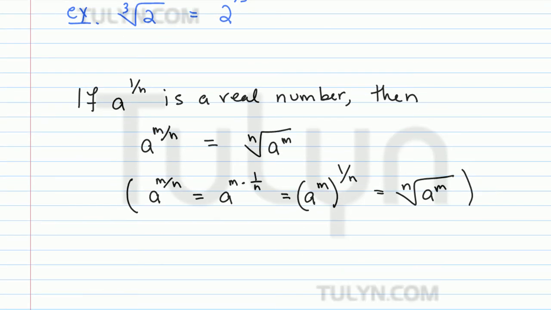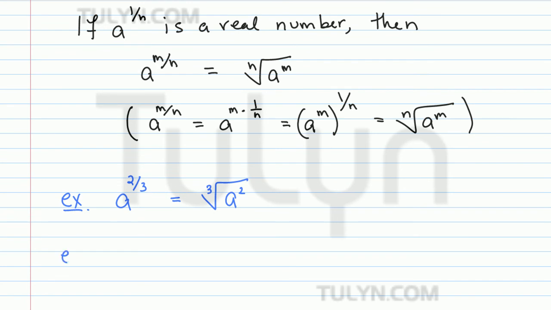And to show you an example of how to apply this, if, for example, I give you a to the 2/3 power, you can rewrite that as the cube root of a squared. Or if you have 2x to the 5/3 power, you can rewrite that as, again, the cube root, since the 3 is in the bottom, of 2x to the 5th.